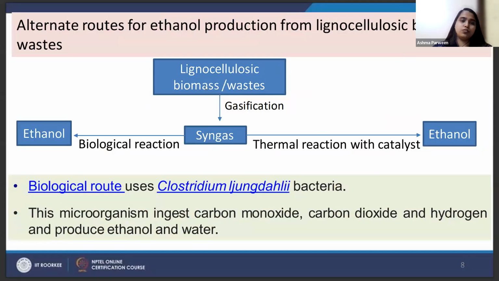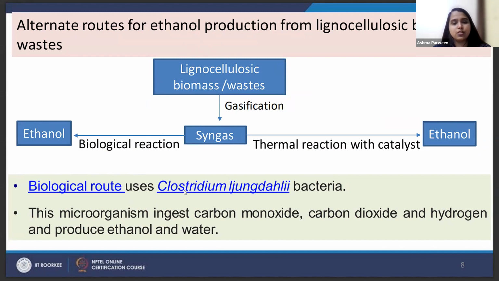So we'll move forward. Some of the alternate routes for ethanol production from lignocellulosic biomass: one is the fermentation route, in which we get the ethanol. Another route is that first we do gasification and get syngas, and that syngas is used for a thermal reaction with a catalyst to produce the ethanol, or that syngas can be used for a biological reaction to produce the ethanol.